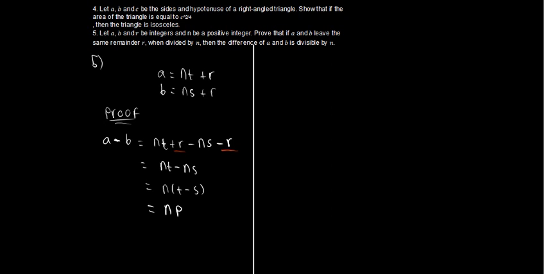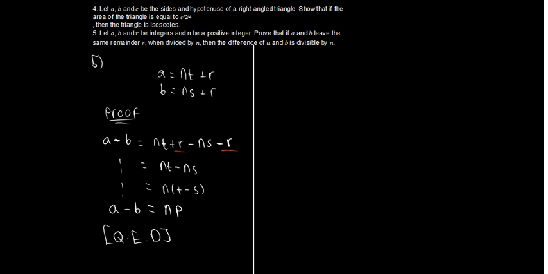Now since there is no remainder here, all this is telling us is that a minus b is equal to np, meaning n goes into a minus b, p times, without leaving any remainder. So this is the end of our proof, QED, just like that.